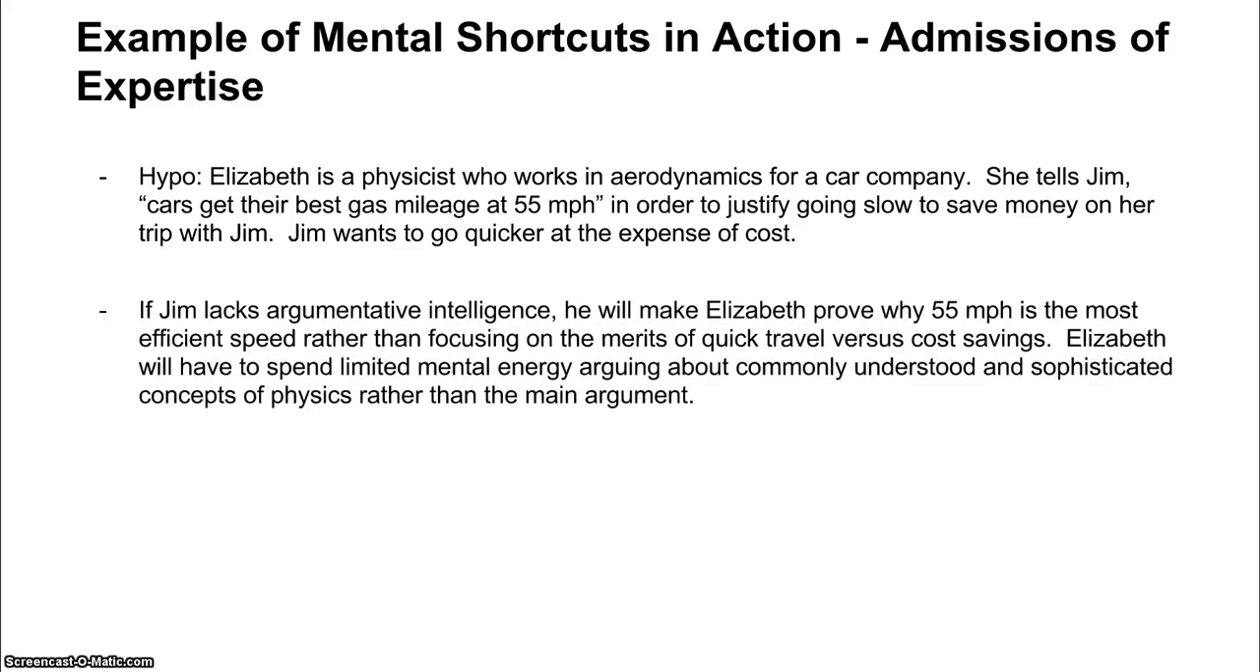If Jim lacks argumentative intelligence, he will make Elizabeth prove why 55 miles per hour is the most efficient speed, rather than focusing on the merits of quick travel versus cost savings. Elizabeth will have to spend limited mental energy arguing about commonly understood and sophisticated concepts of physics rather than the main argument.